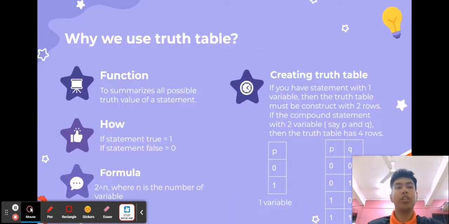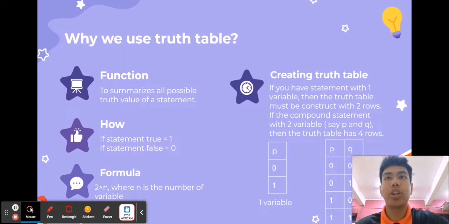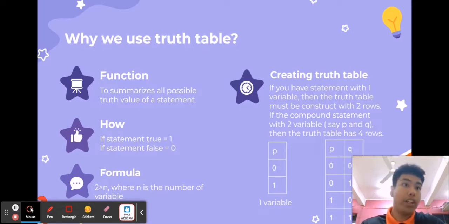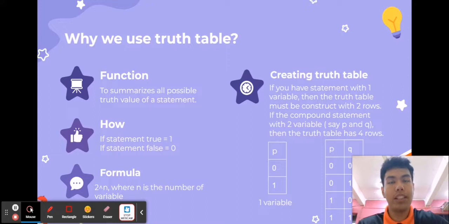So, what is the functionality of the truth table? We can summarize all the possible true values of a statement. If the statement is true, we put it as 1, and if the statement is false, we put it as 0. We can use the formula 2 to the power of n, where n is the number of variables. So, let's say I need to make a truth table for P, which is 2 to the power of 1 because of one variable, and then I will get 2 rows. So in those rows, I need to put the true values 0 and 1.